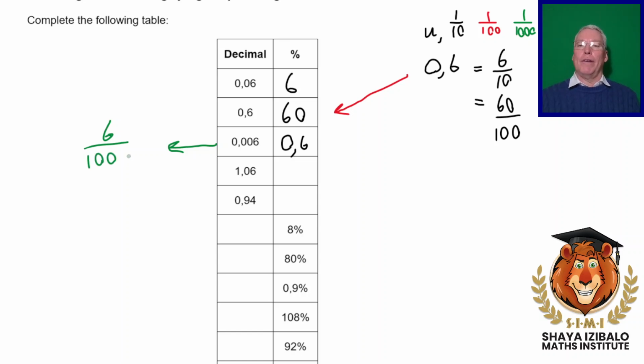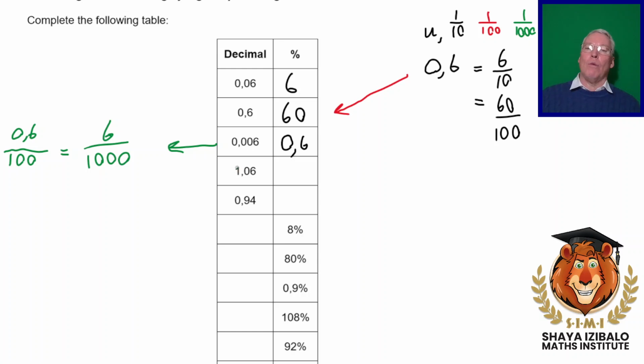But we don't want 1,000 on the denominator to get a percentage. We want 100. So we must divide the denominator by 10. So we must divide the numerator by 10. And that's why it's 0.6 out of 100, 0.6%.